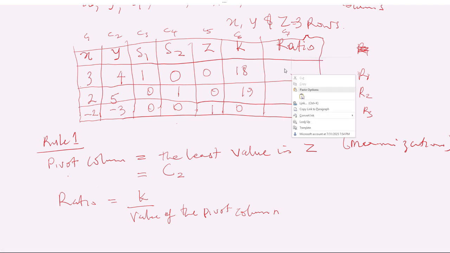This is going to be 18 over 4. This is going to be 19 over 5. This is going to be 0 divided by minus 3, which is going to be 0. So that's how we get this. So this is number one.